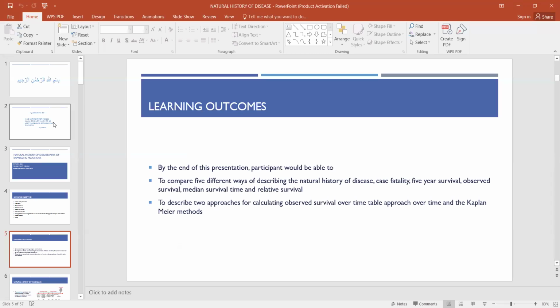Learning outcomes. By the end of this presentation, participants would be able to compare 5 different ways of describing the natural history of disease: case fatality, 5-year survival, observed survival, median survival time, and relative survival time. And to describe two approaches for calculating observed survival over time: life table approach and Kaplan-Meier method.